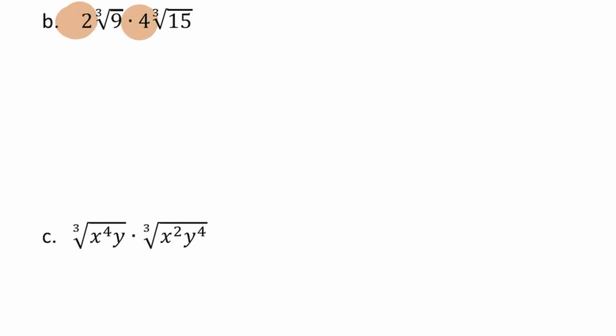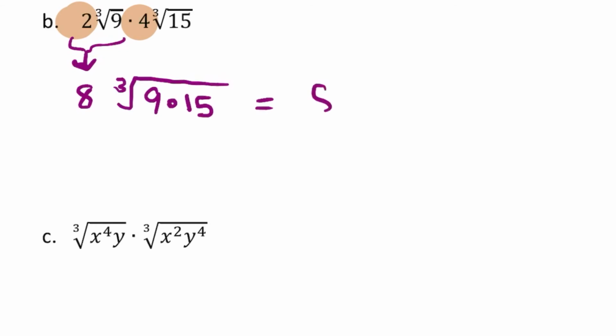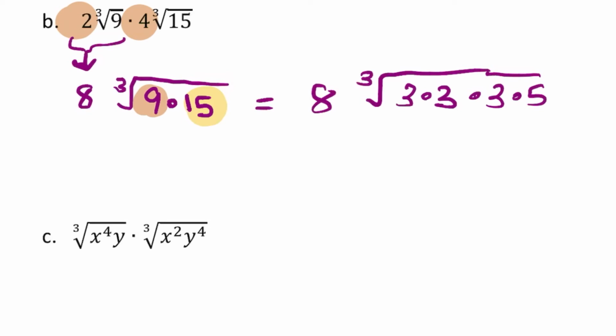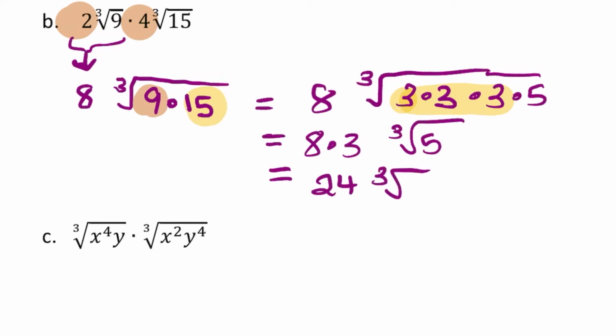Now you have some values on the outside as well. So I'm going to go ahead and multiply those together first. So 2 times 4 gives me 8. And then in terms of cube roots, I have cube root of 9 times 15. And again, I'm going to just leave those and then break them down individually into 9 is 3 times 3, and 15 is 3 times 5. This is a cube root, so I can take the cube root of my 3 factors of 3 and have a 3 on the outside that I need to multiply times the 8 that's already out there. Don't forget about it. So I'm going to end up with 24 times the cube root of 5.